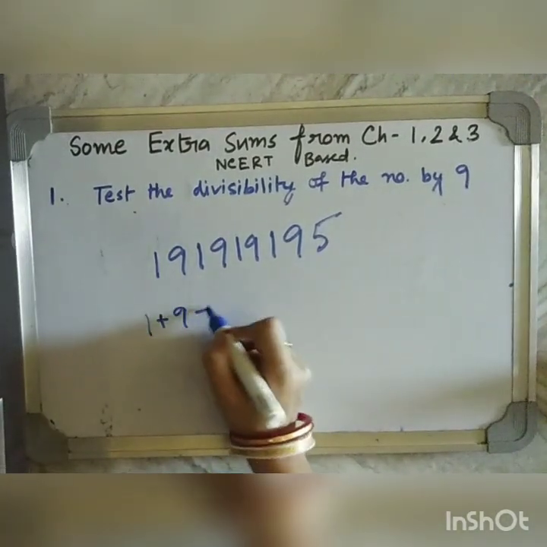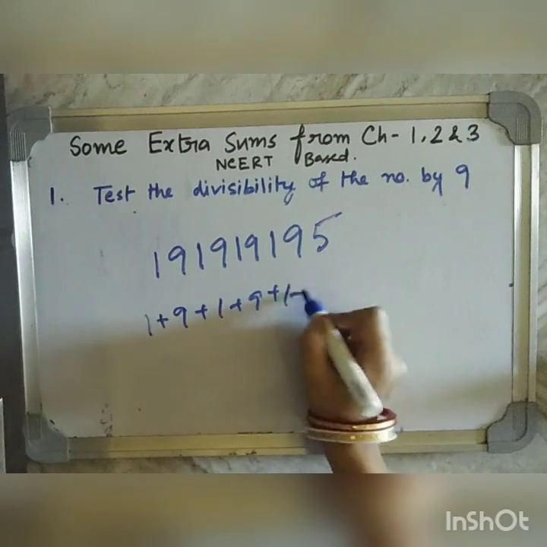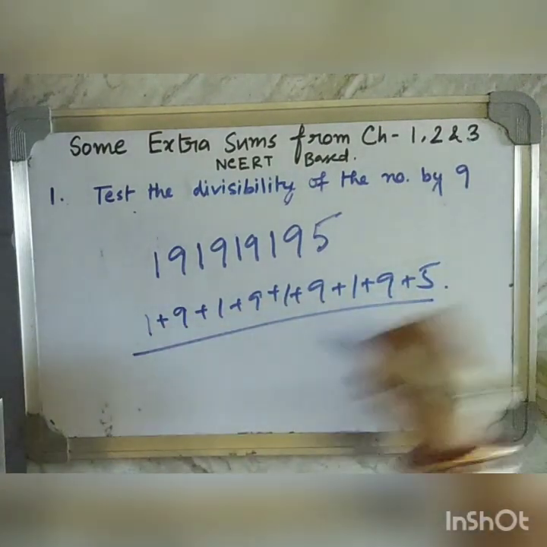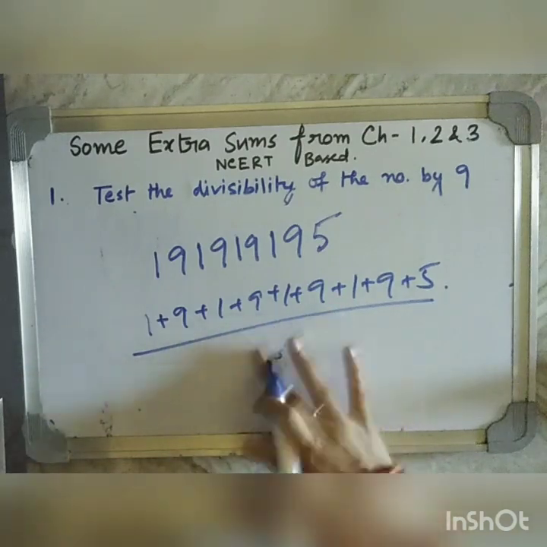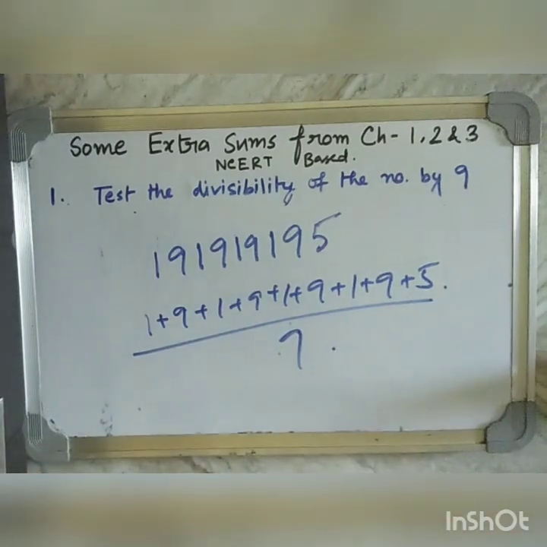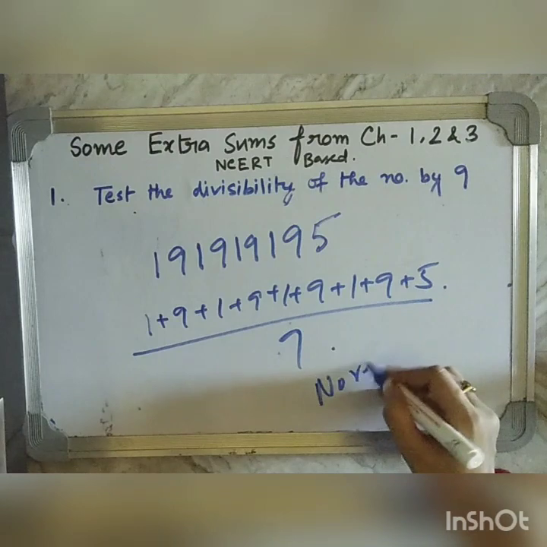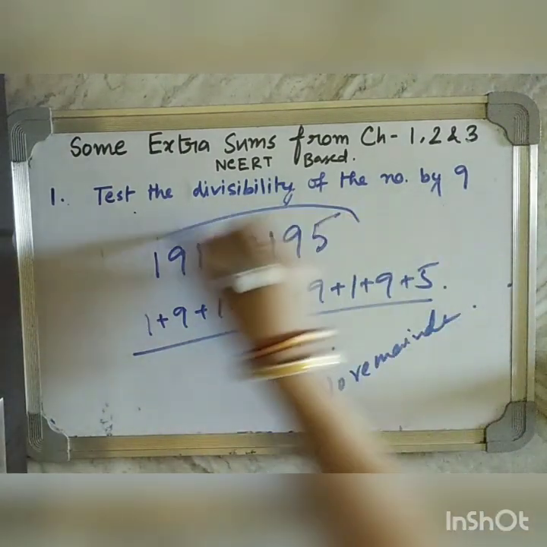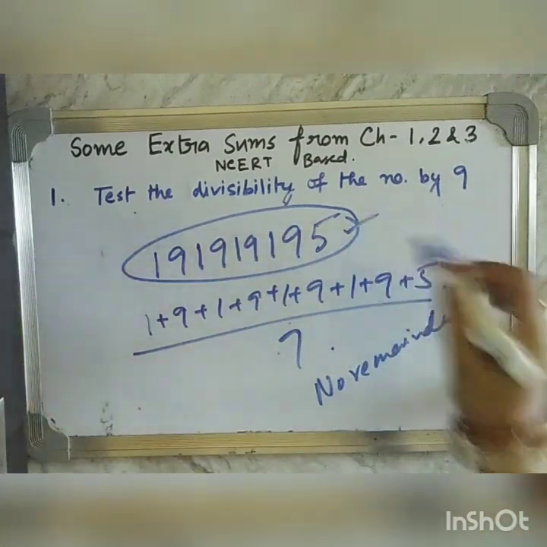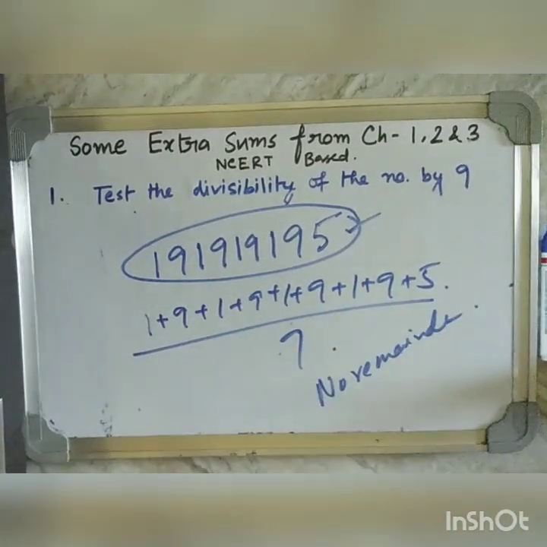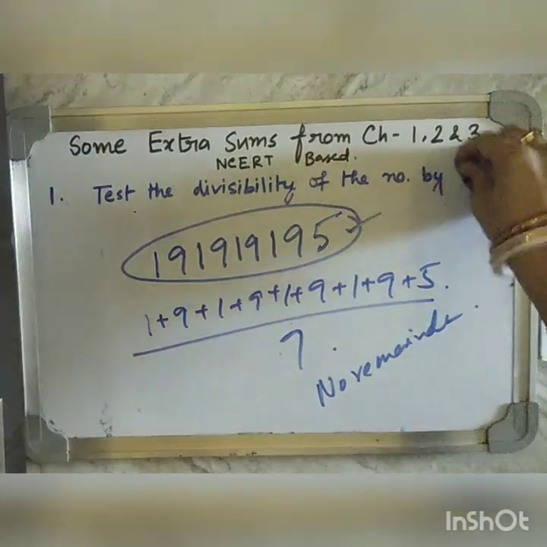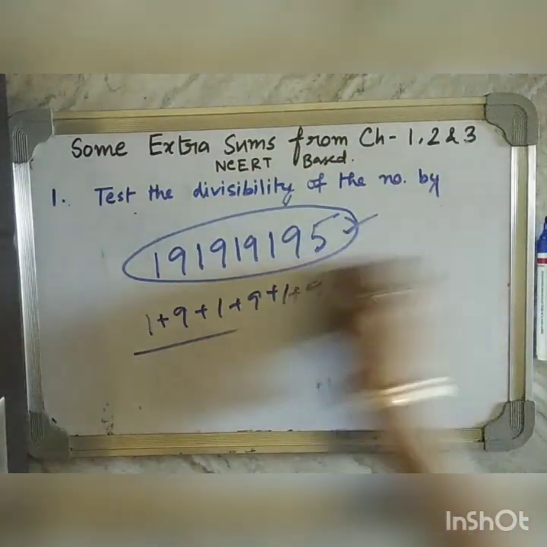So, after adding all the digits, we are getting the sum and it will be divided by 9. If there remains no remainder, then we can say that this number will be completely divisible by 9, which is completely the same as 3's divisibility, isn't it? Now we will talk about the divisibility by 10.